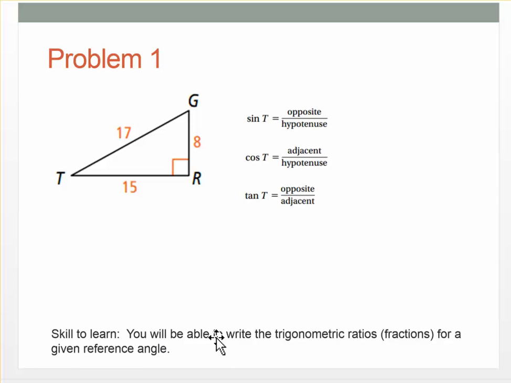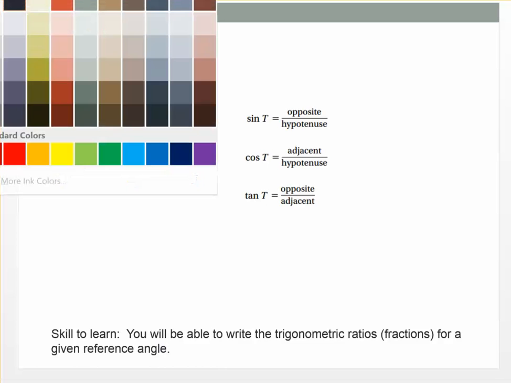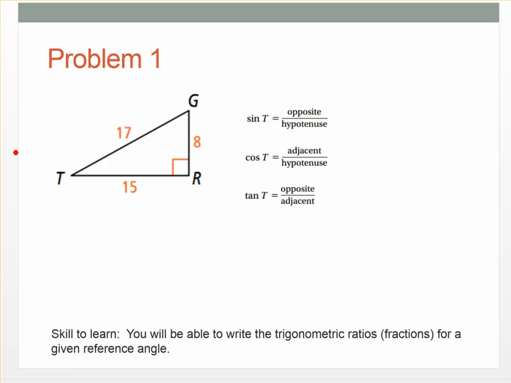That's all a ratio is: a rational expression, which means it can be written as a fraction for a given reference angle. So our reference angle in this problem is T. I'm going to switch colors just for fun. T is our reference angle. T is where we're seeing everything from.